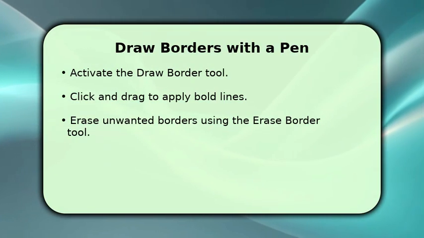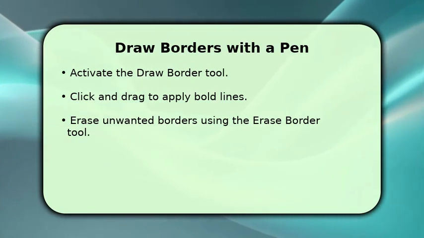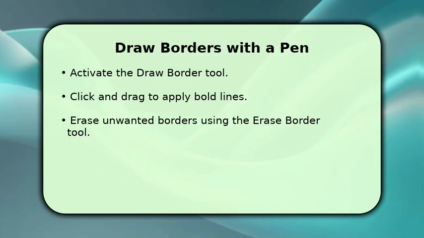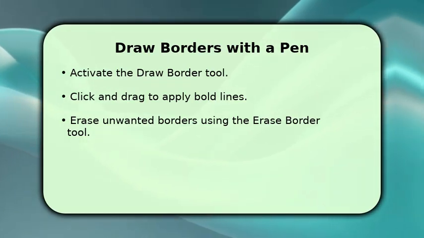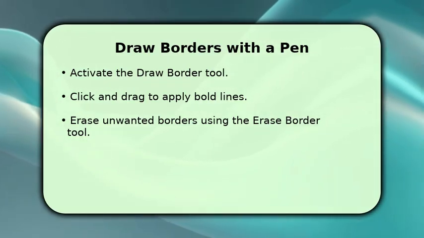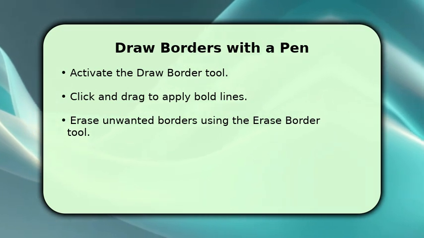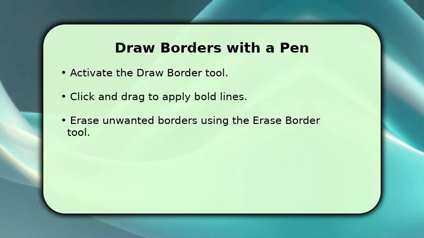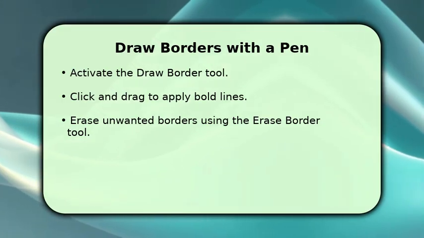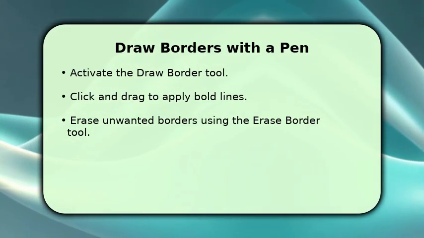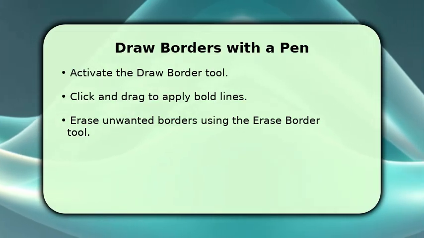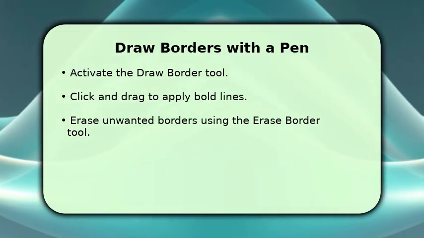Excel also provides drawing tools for borders. Go to the Home tab, click the Borders drop-down, and select Draw Border or Draw Border Grid. Your cursor will turn into a pen. You can then click and drag to draw bold lines exactly where you want them. If you make a mistake, simply select Erase Border from the same menu to remove any lines. This is great for custom layouts.